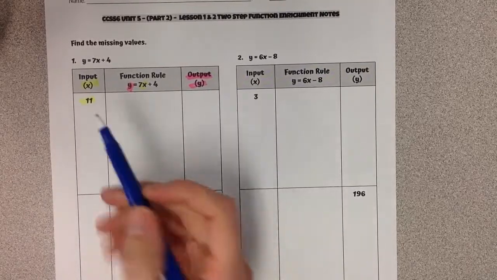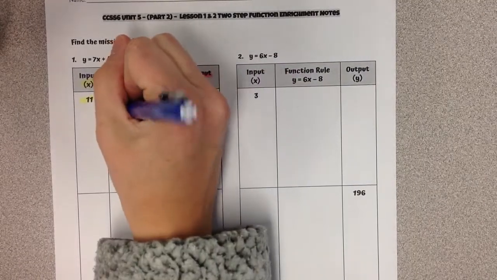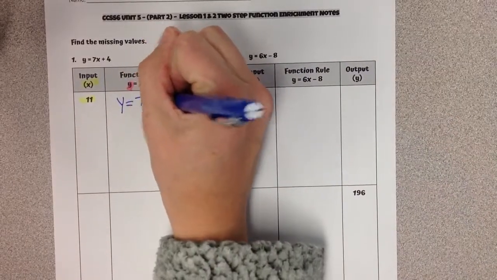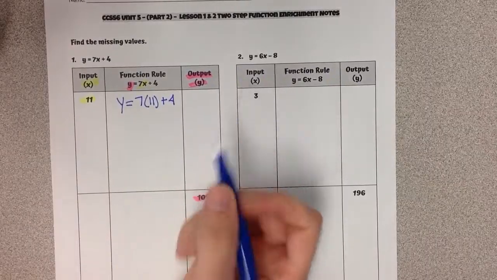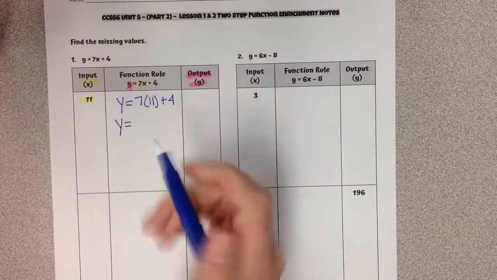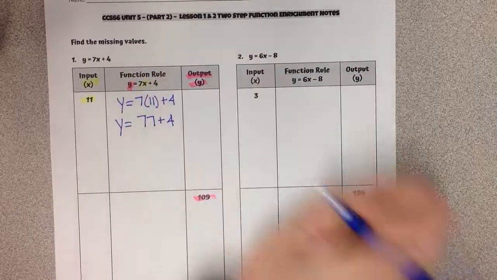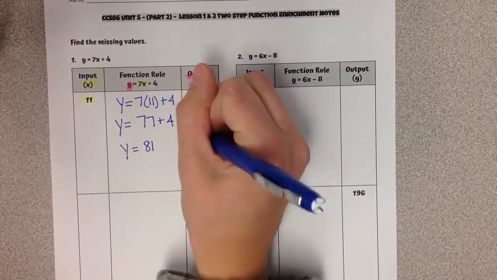So for the first one, we are given the value of 11 for x, so we're plugging it in where x is. We don't know y. We know that x is 11, so we're doing 7 times 11 plus 4. So now we're just going to evaluate. 7 times 11 is 77. 77 plus 4 is 81.